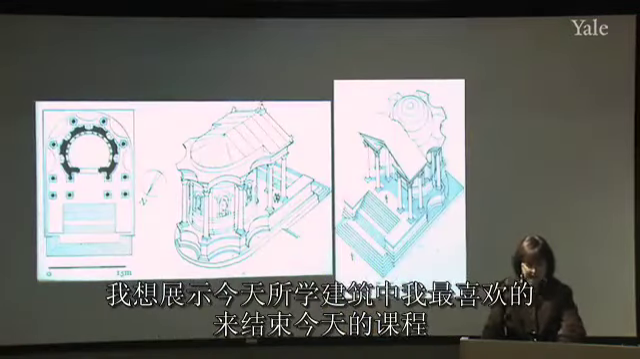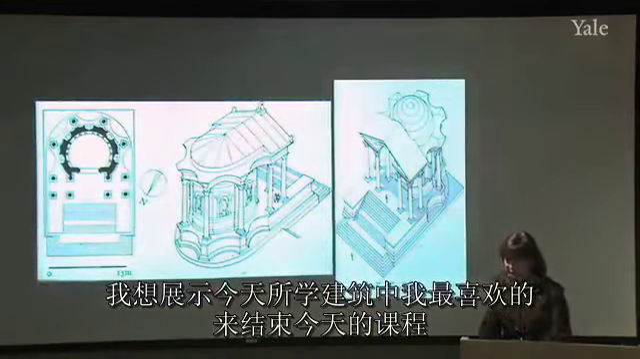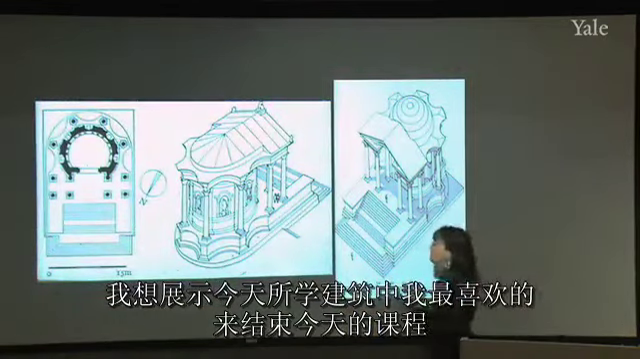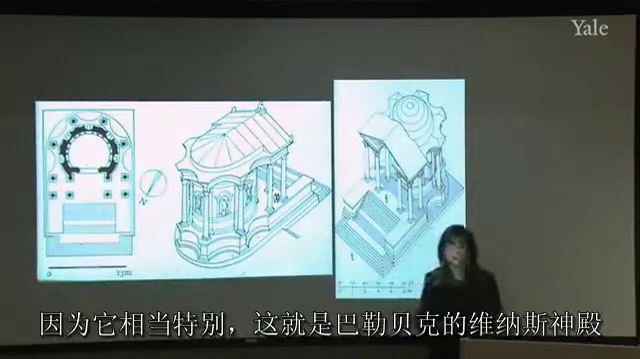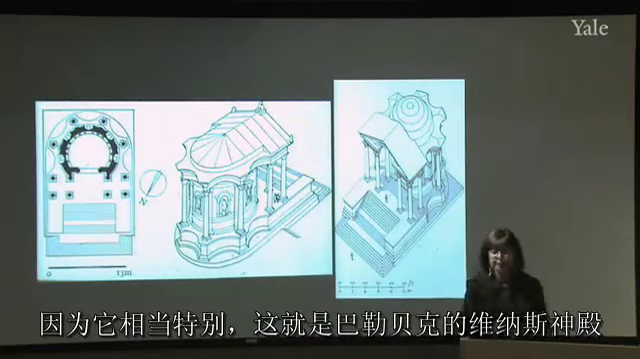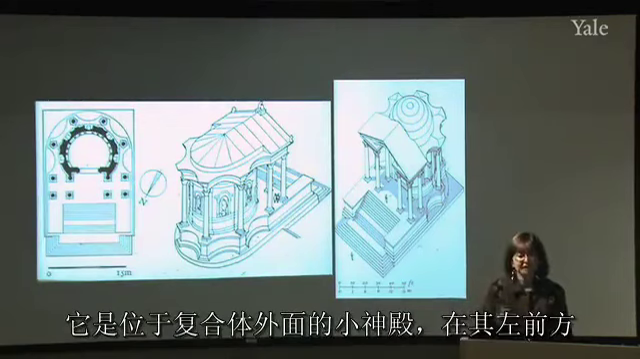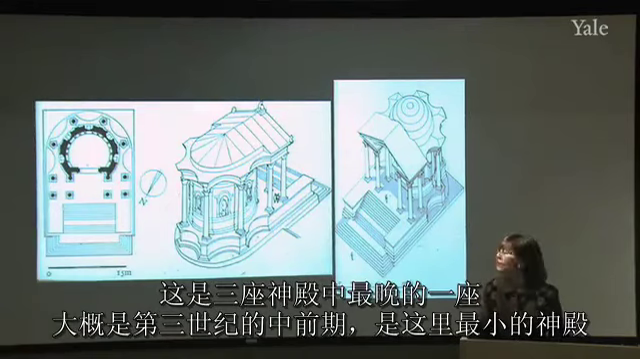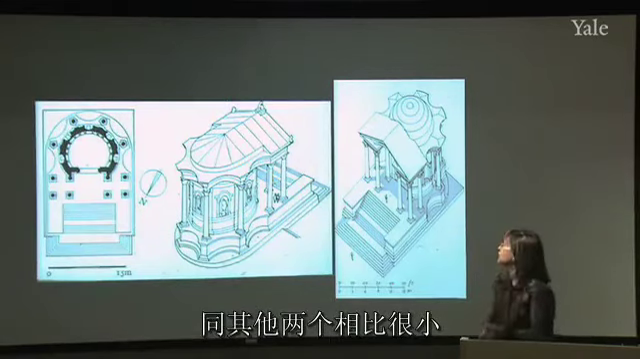I want to end today by showing you my favorite of all the buildings that I've shown you today because it's so eccentric, and that is the Temple of Venus at Baalbek. It's the small temple that lies outside the complex, to the left of the complex in the front. And it's the latest of the three temples, probably dates to early to mid-3rd century A.D., and also by far the smallest. It's very small in relationship to the others.